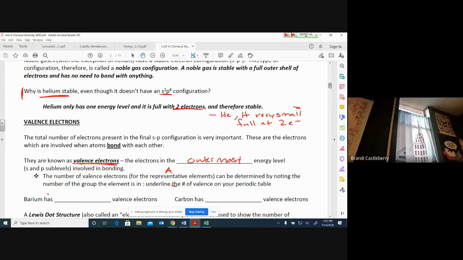But it says 1A. This column has 1 valence electron. This is 2A. This column has 2 valence electrons. We skip the middle. This column says 3A. It has 3 valence electrons. This column says 4A. It has 4 valence electrons. And then when you get down to noble gases, they have 8. Because remember, 8 is our happy magic number.